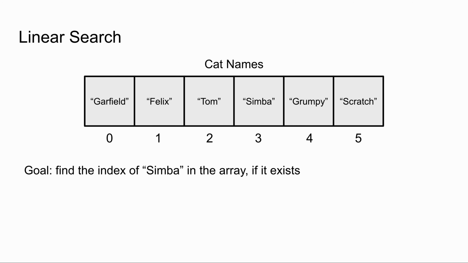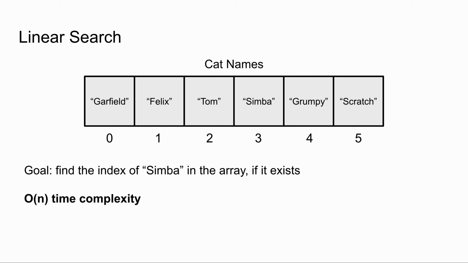Lastly, let's talk about searching an array using linear search. Here I have an array of cat names and I want to find the index of the name Simba if it exists in the array. To do this, I iterate over the array until I find Simba. If Simba is not in the array, then I will have to go through the entire array before confirming that Simba is not present. Then, as the name suggests, linear search of an array has O of n time complexity.